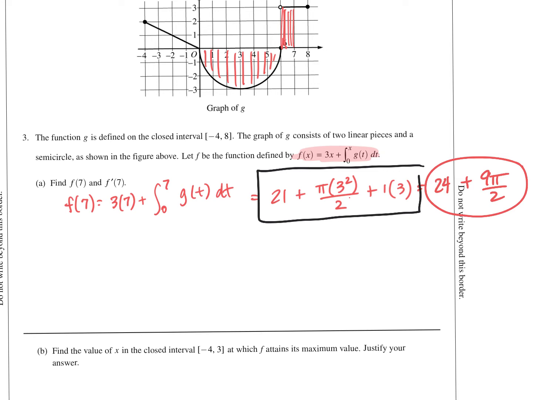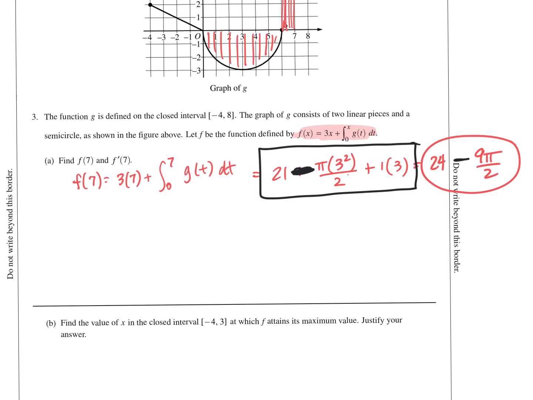I would leave my answer here in black. I would not simplify. Say, AP, that's up to you to simplify. If you did, 24 plus 9 pi over 2, is it simplified? Oh, snap. Did I do something wrong? What'd I do? I didn't negate my circle. So is it plus 9 pi over 2? No. Minus 9 pi over 2.